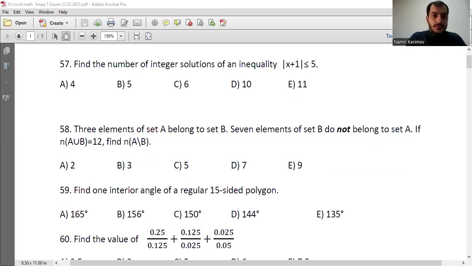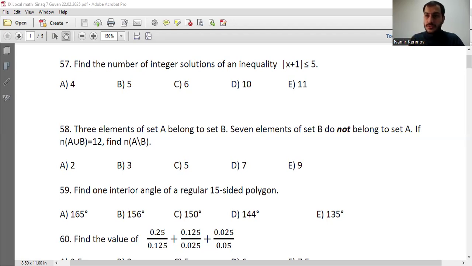So in the first one, I mean 57, that kind of questions, we said that x plus 1 should be less than 5, but that has to be more than -5. And then we should find the number of integer solutions. So first we should find the values of x, and then we should choose all the integer solutions.